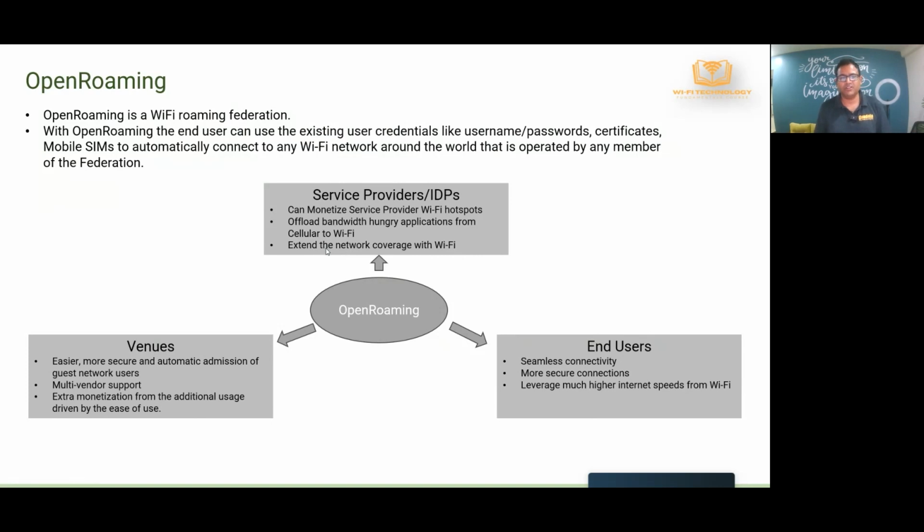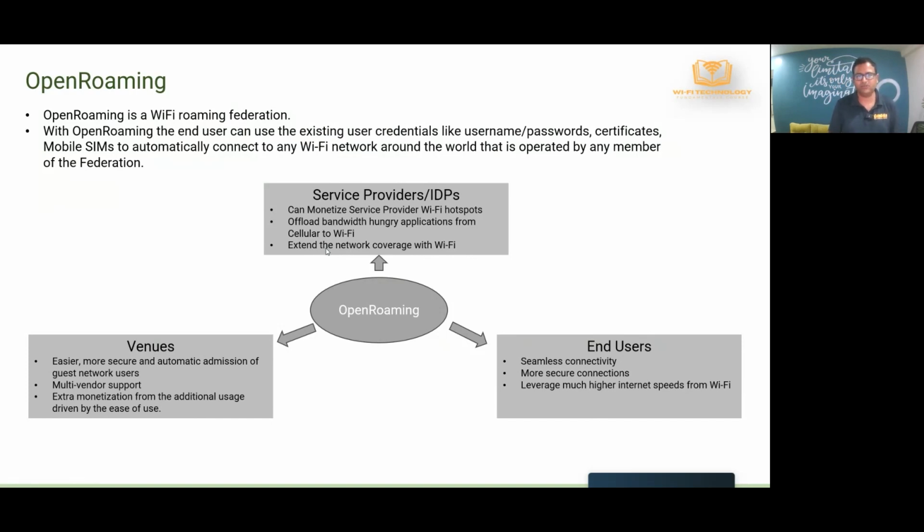The advantage for the venues is it's much easier to automatically admit the guest users. The guest users don't have to specifically try and connect to the network, and so they get more people connecting onto their Wi-Fi network. They get multi-vendor support, and they get some extra monetization as well if they want to charge some money or if they want to retain customers and so on. The venues get advantage, and of course the end users, you and me, get seamless connectivity and a more secure connection. So all parties are able to get an advantage, and that is really what OpenRoaming is trying to do.